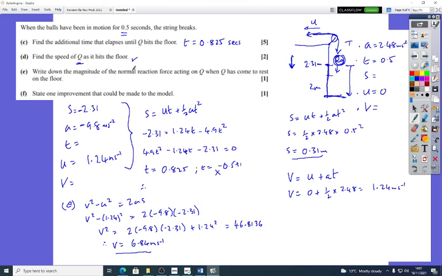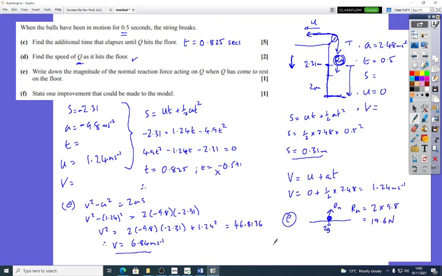Part E: write down the magnitude of the normal contact reaction acting on Q when it's at rest. So very easy. When it's at rest, basically that is the weight, which is 2g, and by Newton's third law, the forces are equal and opposite, so R_N is going to be 2 times 9.8, which is 19.6 newtons.